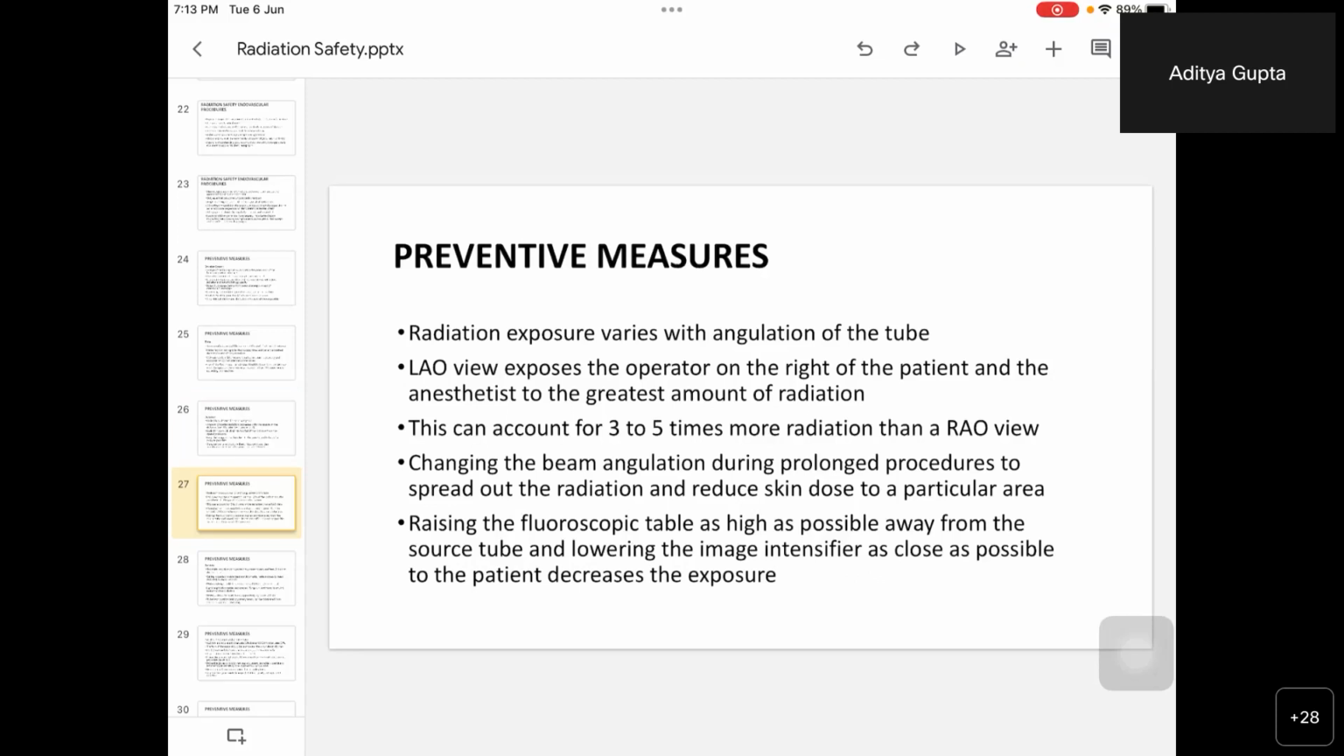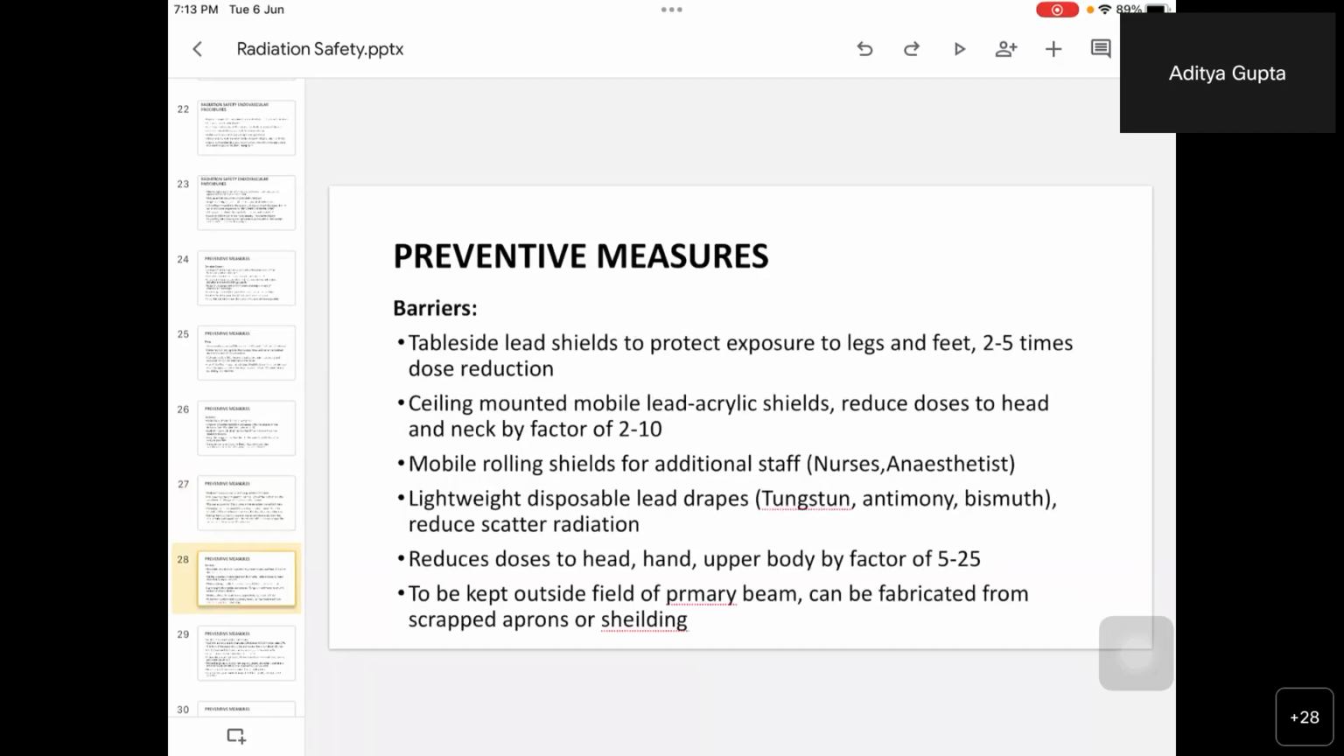So, like previously said, the fluoroscopic table should be as high as possible so that the tube is away from the patient, and the image intensifier should be as close to the patient to decrease the exposure.